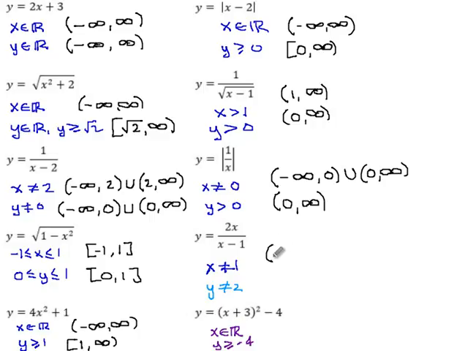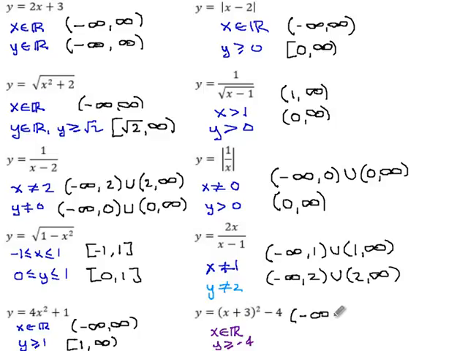x can't be 1, that's another two-parter. And y can't be 2. There it is. And finally, if x can be any real number, that's minus infinity to infinity with no breaks. And if y is greater than or equal to minus 4, that means we start at minus 4, exactly on minus 4, so square bracket, and there is no upper bound, so there we are.